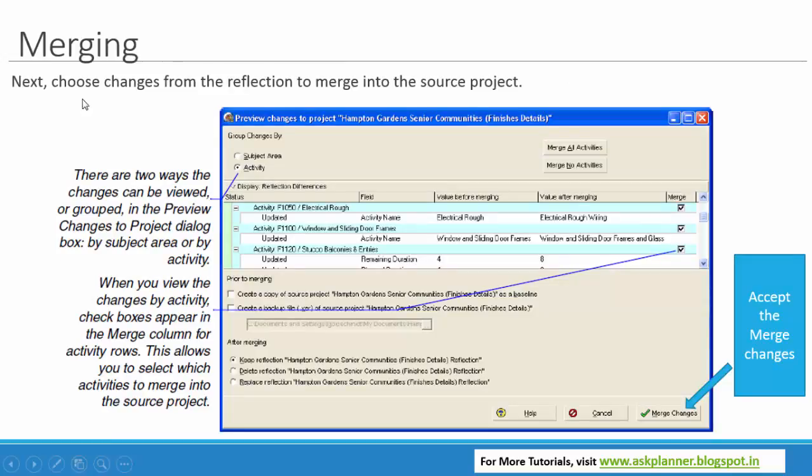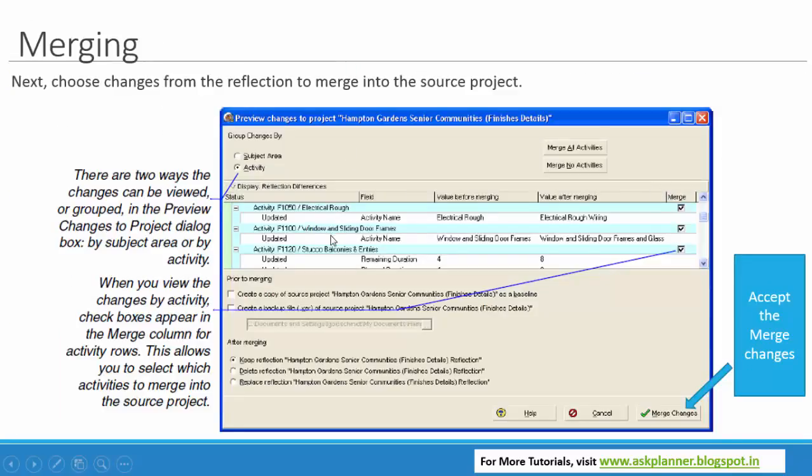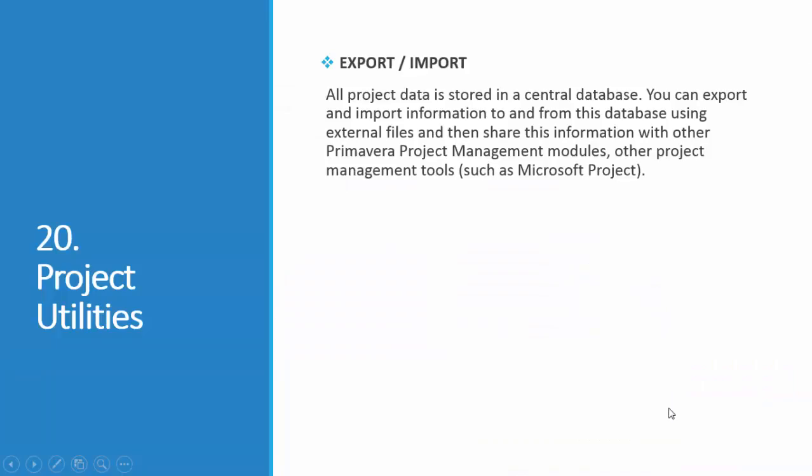See, when you merge, click on the merge button here, we get this dialog box here, like select the activities and merge. Rather than merging all activities, you can merge the selected activities and click on this merge button, merge changes. Next we go to project utilities.